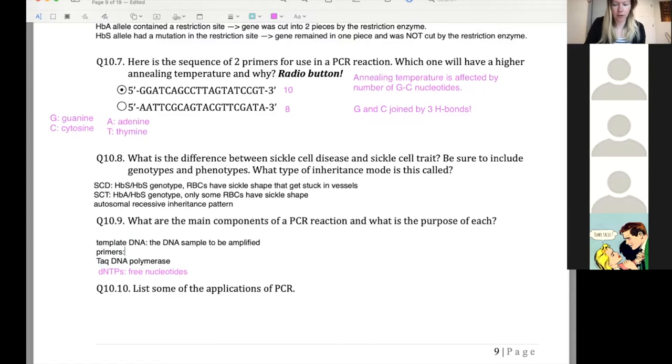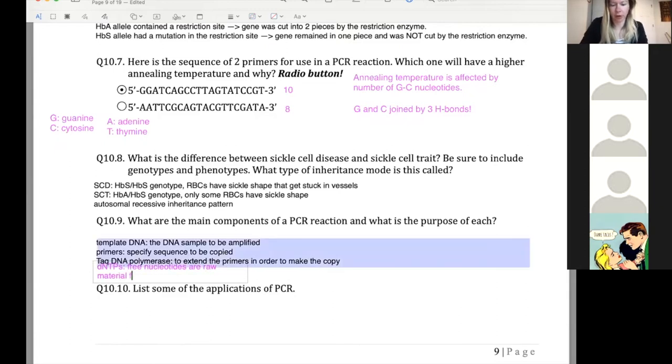Very good. And then the primers? To specify the sequence to be copied. Exactly, yes. Okay, the DNA polymerase? To extend the primers to copy the target sequence. Right, and then the free nucleotides, what do those do? Make new strands. Right, that's the raw material for building new strands.